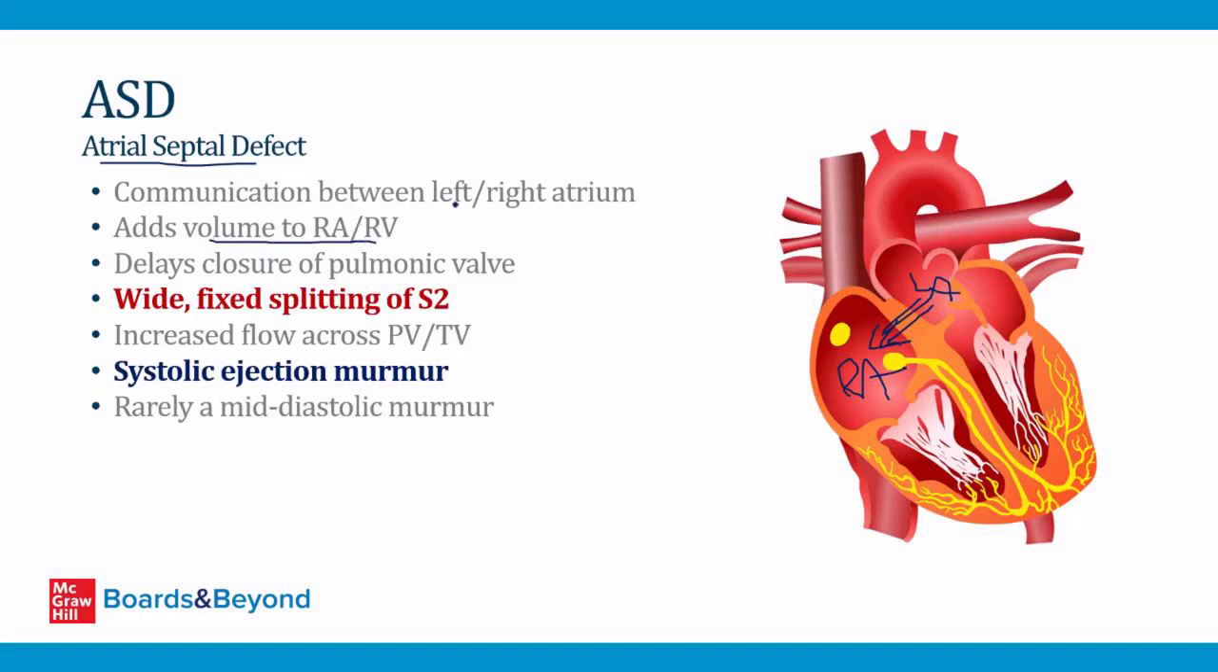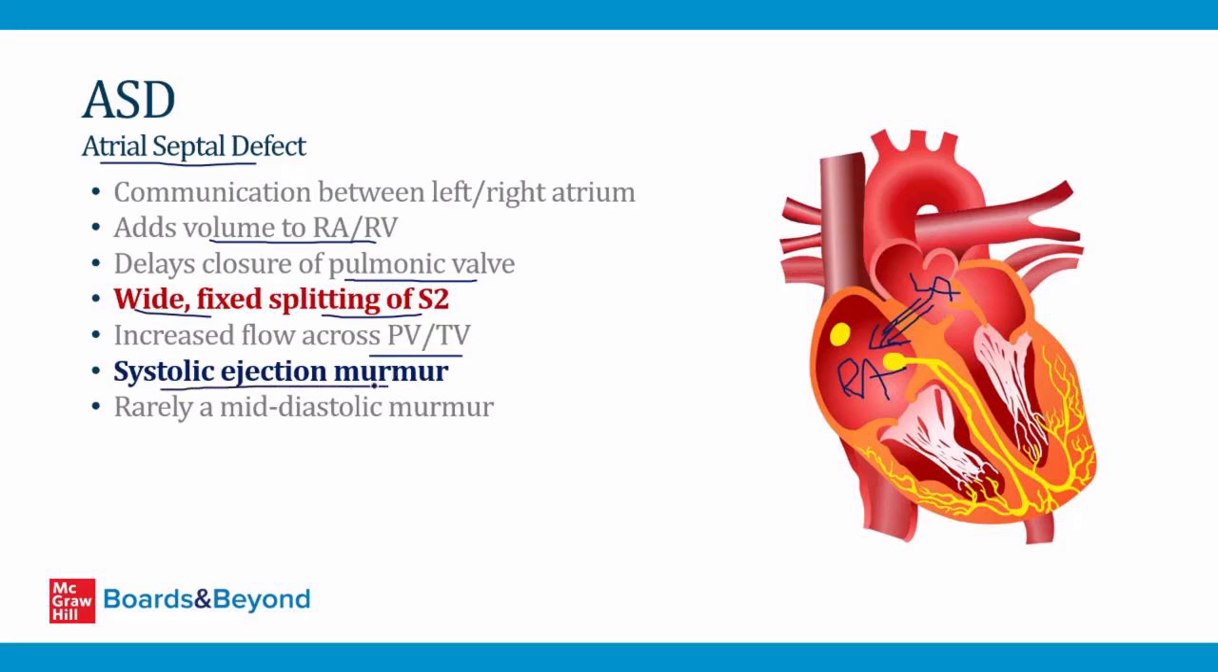This does a couple of things that create the abnormal heart sounds associated with ASDs. First of all, when there's more blood flowing through the right side of the heart, the closure of the pulmonic valve will be delayed, and this will cause a wide fixed splitting of the second heart sound. And I talk about how this occurs in the video on heart sounds in more detail. Also, because you have more volume on the right side of the heart, there's more flow across the pulmonic valve and the tricuspid valve, and this can generate a systolic ejection murmur.